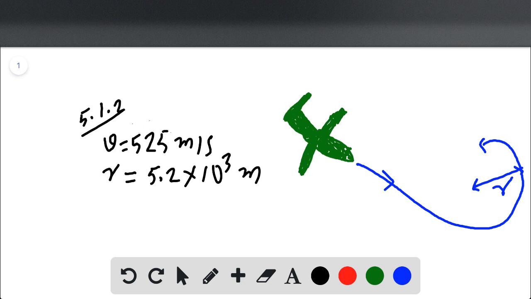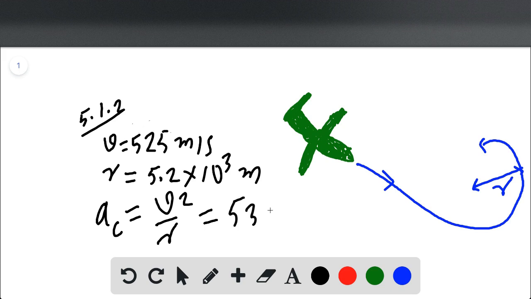The centripetal acceleration is given by a_c, which is v squared over r. If you plug in the values here, the speed is 525 meters per second, and the radius of the circle formed here is 5.2 times 10 to the 3 meters. If you just plug in these values, you're going to get 53 meters per second squared.